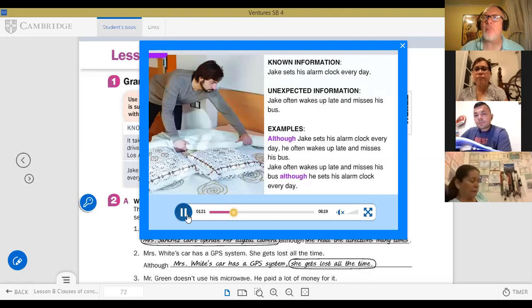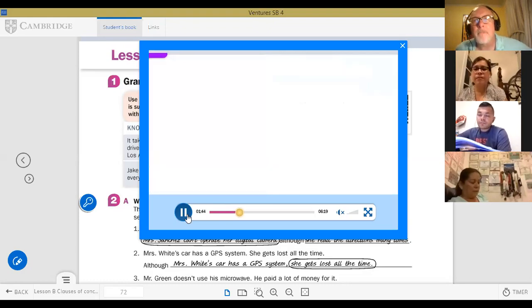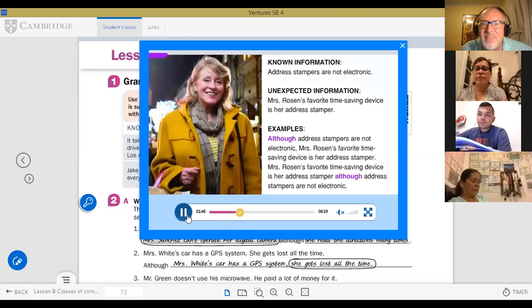How could you say that with but? Remember, always put but before the surprise. So Jake sets his alarm every day, but he often wakes up late. Oh, yeah, right. He often wakes up late. All right, let's look at this one.